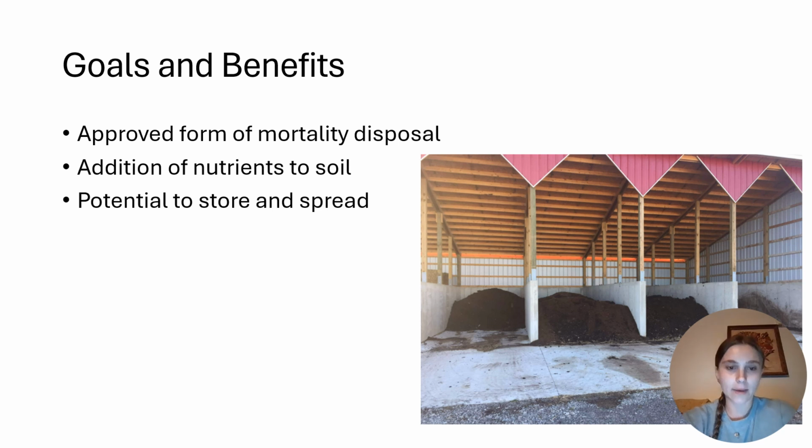And what's one of the best things about composting is that if performed correctly, it can really maximize the amount of nutrients and profit you're getting out of these animals, since mortalities in theory are a loss of profit to the farm. So to compost them and use it as a natural fertilizer for soil, if the farm potentially is growing crops, is the best way to make use of those nutrients. And based on the nature of composting, there's potential to store it as well as spread it on crops.